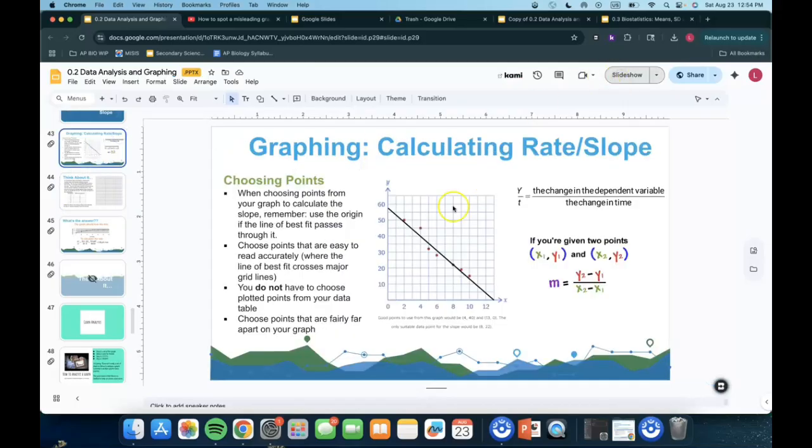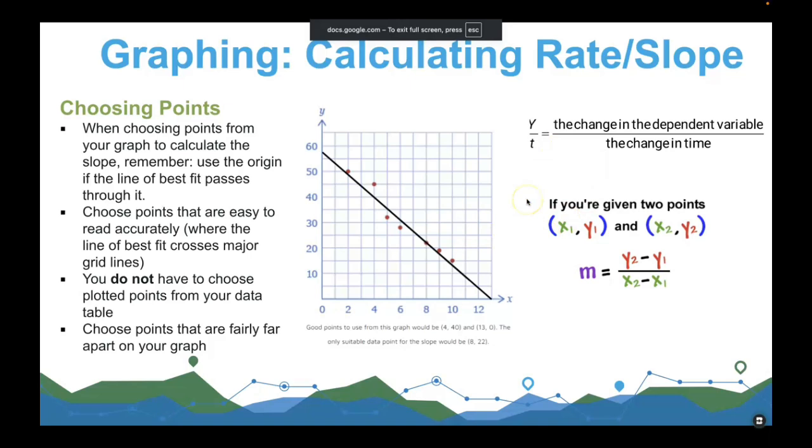And so the formula for rate is the change in your y over the change in your x. For example, here you want to do y2 minus y1, right? That's calculating the change, over x2 minus x1.